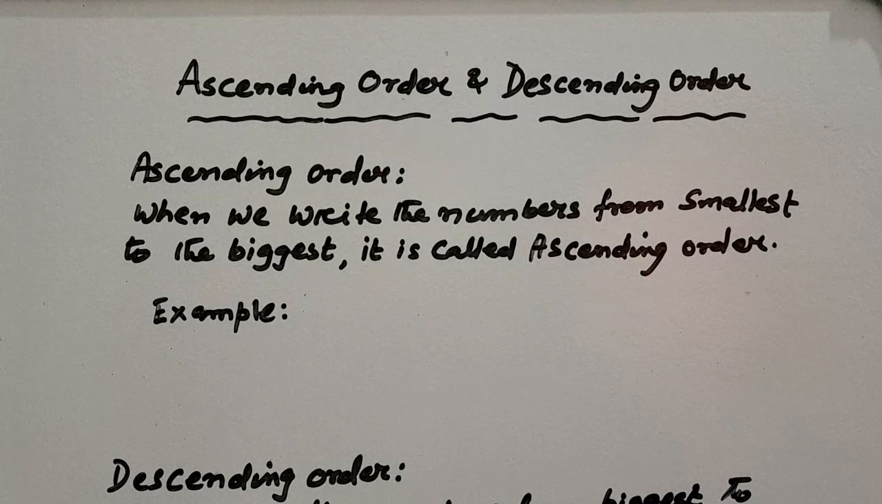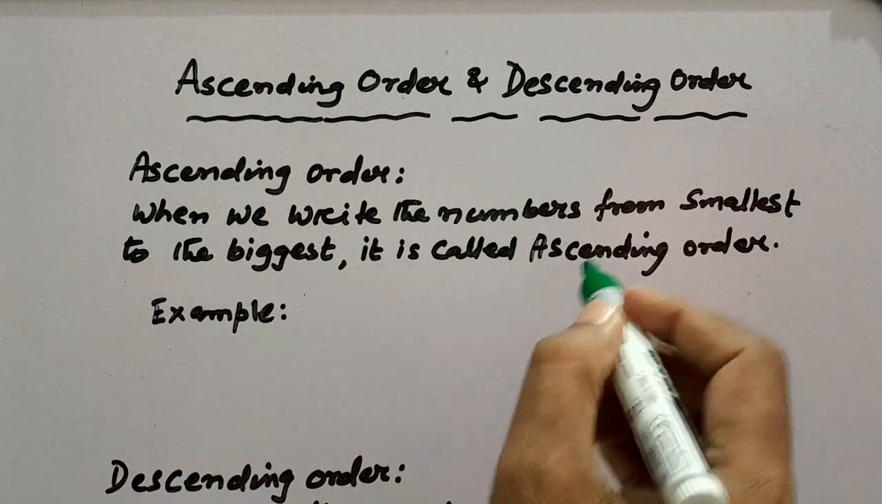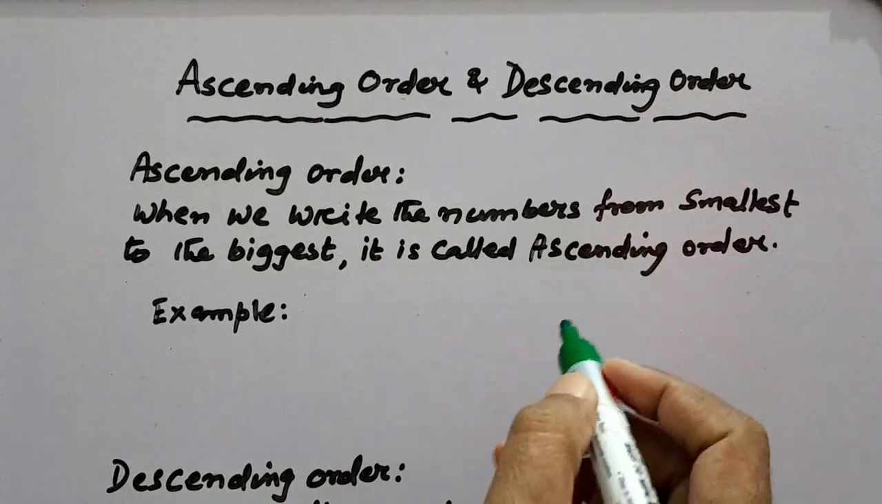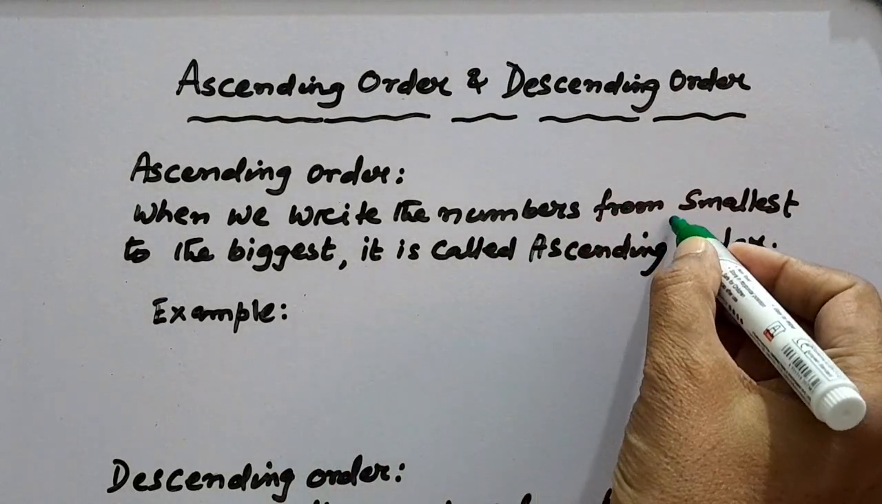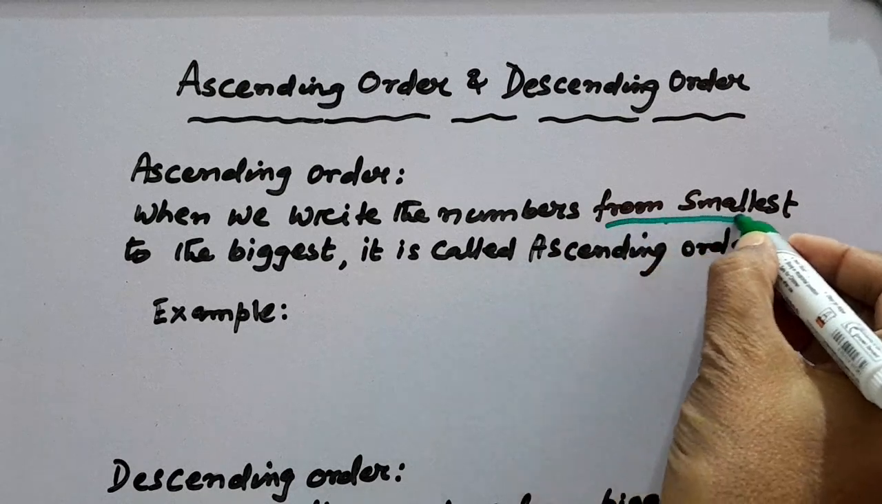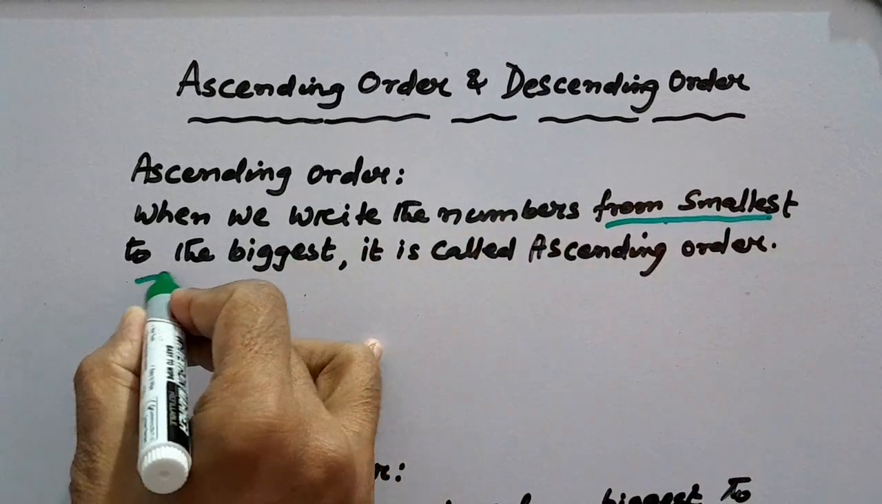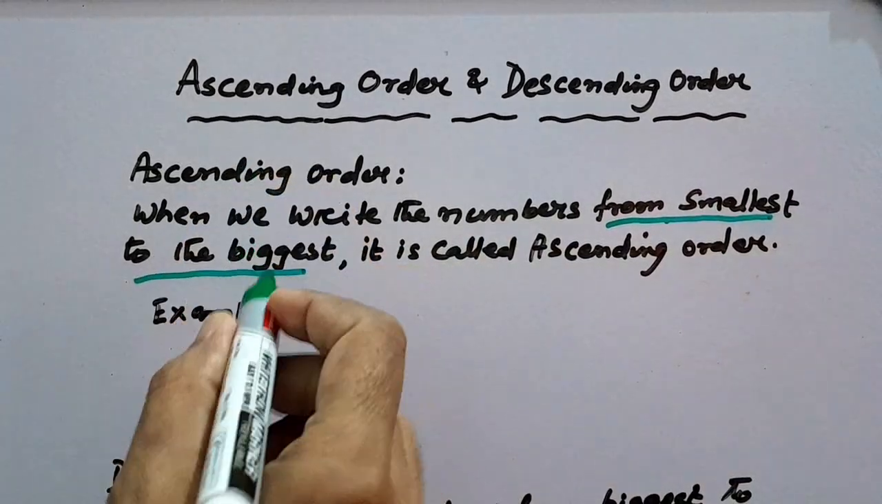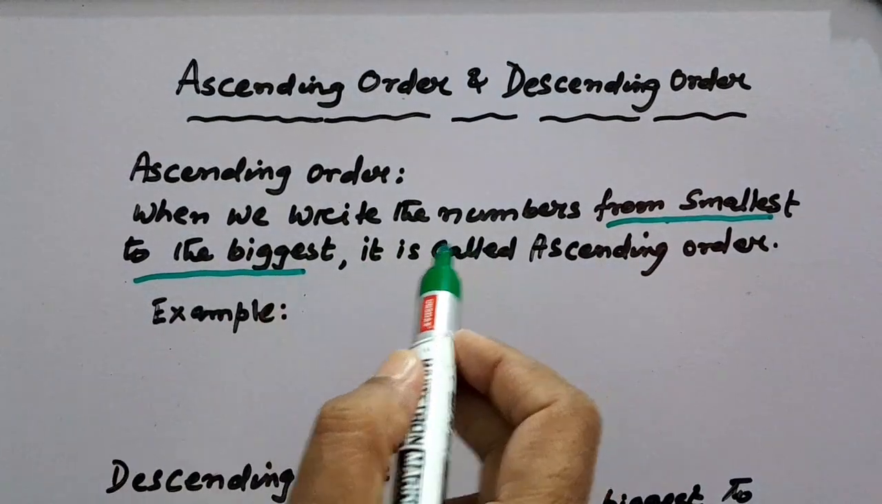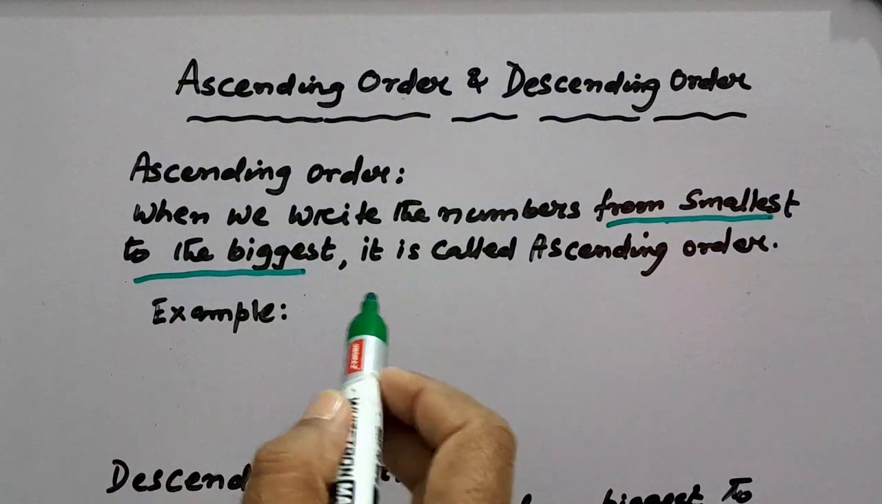Today we will learn here about ascending order and descending order. Ascending order means when we write the numbers from smallest to biggest, it is called ascending order. So underline the words from smallest to the biggest. So in case of ascending order, we arrange the numbers from smallest to the biggest.